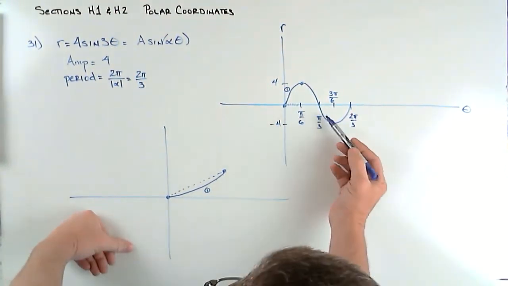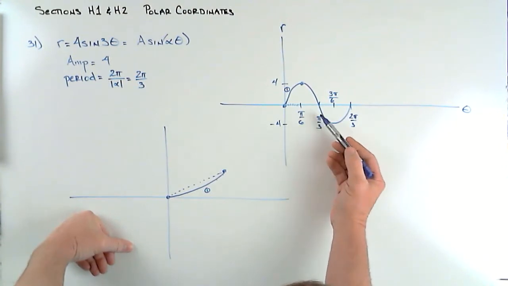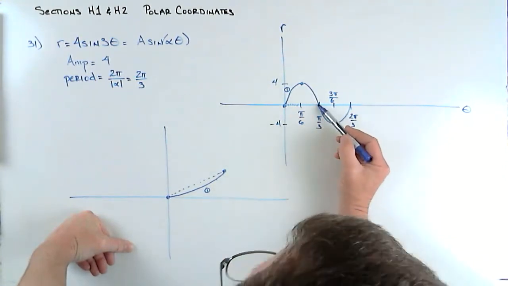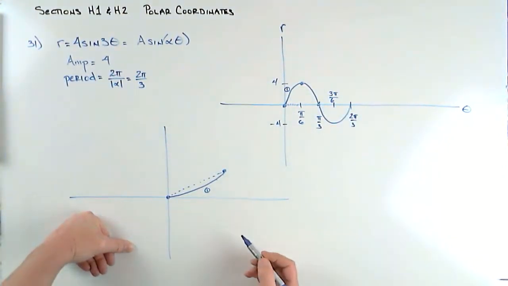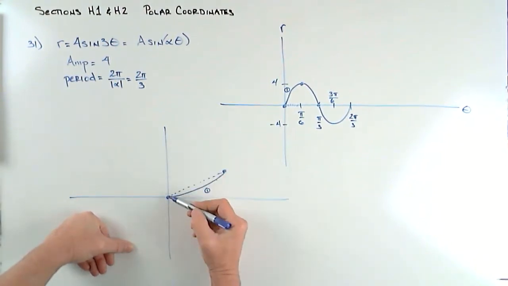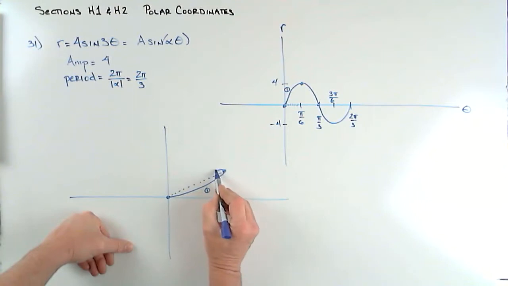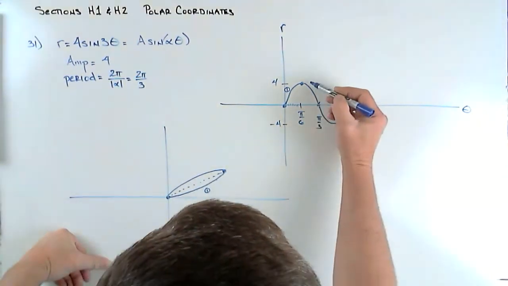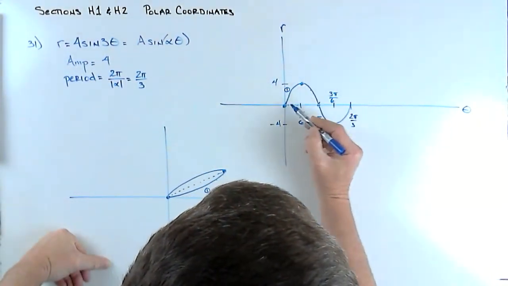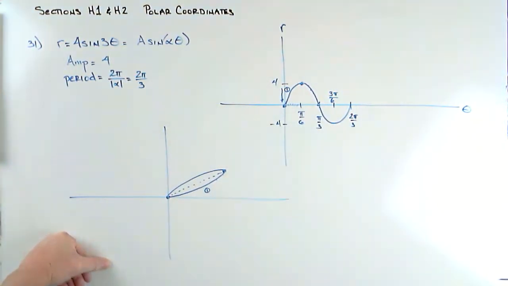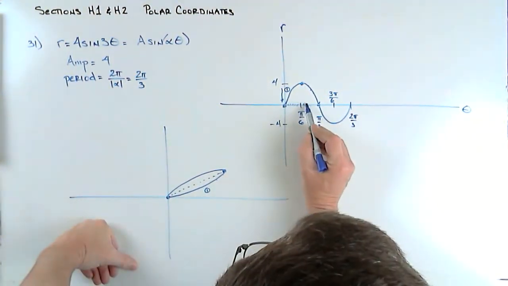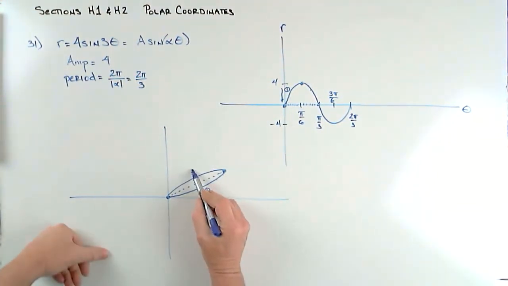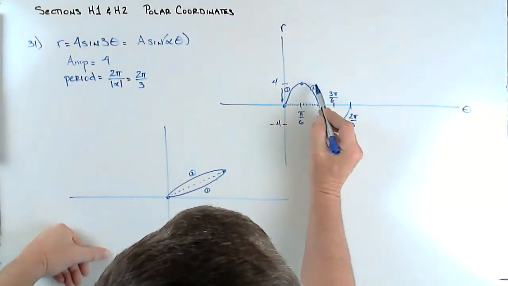Now, what goes on from π over 6 to π over 3? Our radius starts at 4, this point here, and goes all the way back to 0. This point is 0 at π over 3. π over 3 is on the 60 degree angle, but we're back here at 0. As we go back, our radius gets shorter and shorter. We move from 4 back to 0 on our radius as our angle moves from π over 6 to π over 3. So this would be part 2, and that corresponds to this part 2 here.